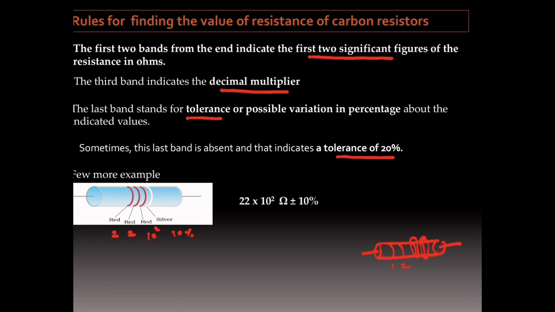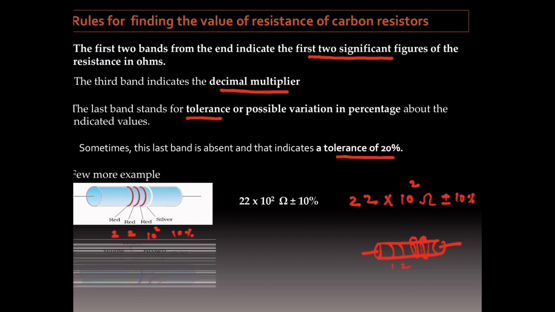I repeat once again, for red the number is 2, for the second red again 2, for the third red the decimal multiplier is 10 raised to power 2, and for silver the tolerance is 10%.